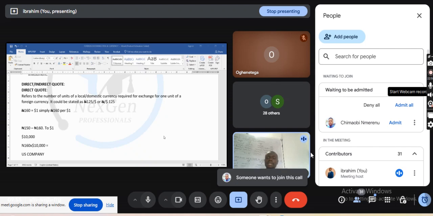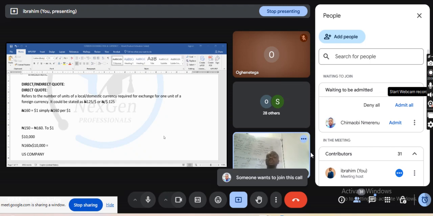Let me say this again. Let's say in a question, I think we need to look at a particular illustration. So a Nigerian company that wants to buy goods abroad at $10,000, then the spot rate as at then is 160 naira. You can see that naira comes first. 160 naira to $1.